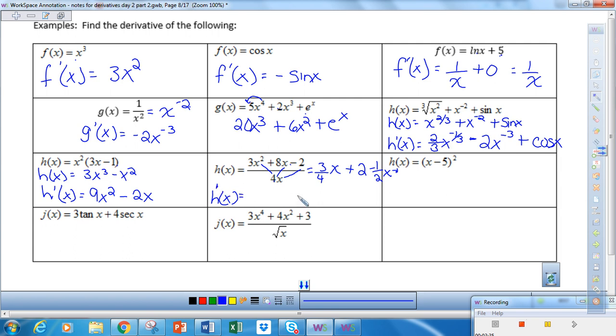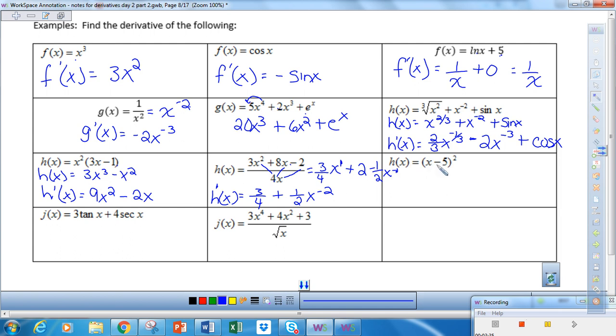So h prime of x would be the derivative of 3/4 x. Remember, this is raised to the first power. So 1 times 3/4 is 3/4. And 1 minus 1 would give me x to the 0. Well, anything raised to the 0 power is 1, so this is just 3/4. The derivative of 2 is a constant, so it's 0. And then negative 1/2 times negative 1 gives me positive 1/2. And negative 1 minus 1 gives x to the negative 2.